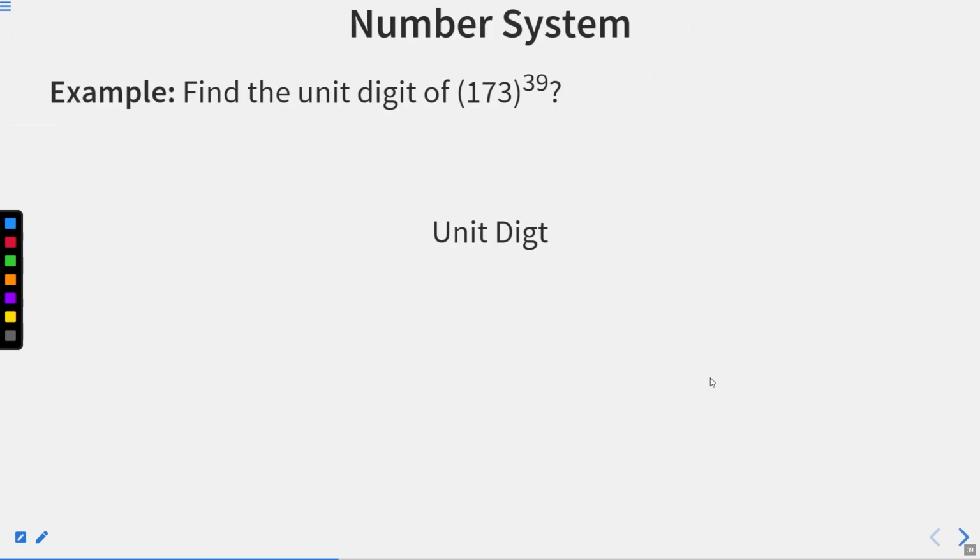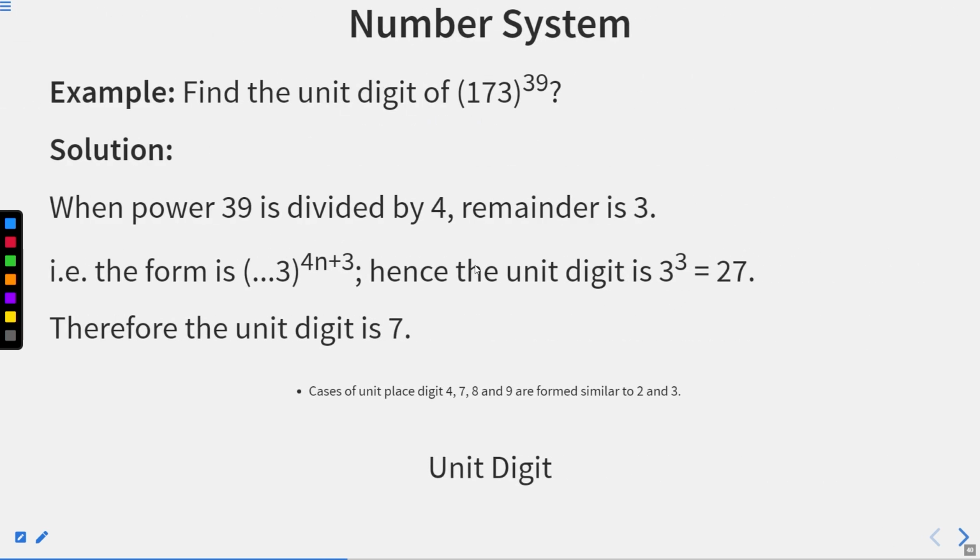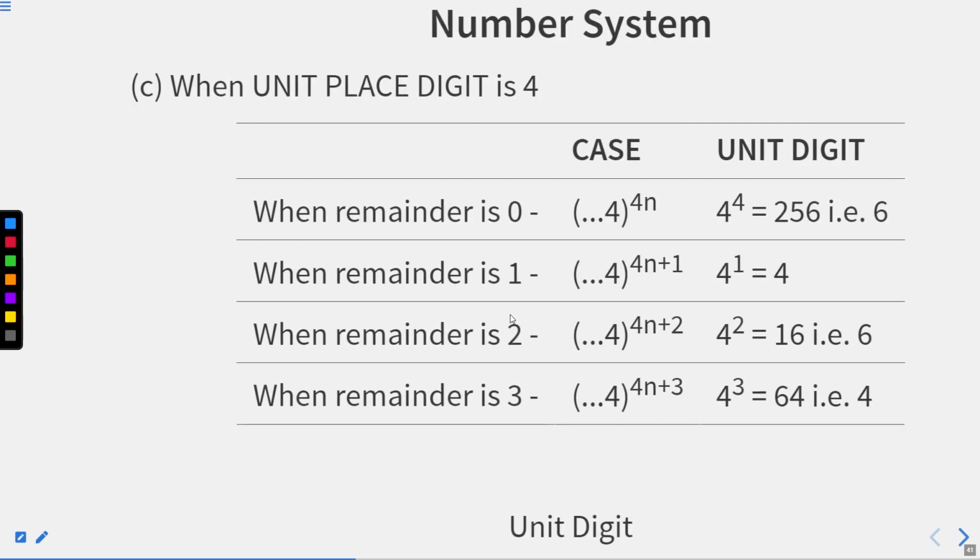So let us see an example. Find the unit digit of 173 to the power 39. Since the unit digit is 3, what you have to do is divide 39 by 4. When you do it, you have remainder 3. So in that case, we have 3 to the power 3, that is 27, and the unit digit for 27 is 7. So your final answer is going to be nothing but 7.